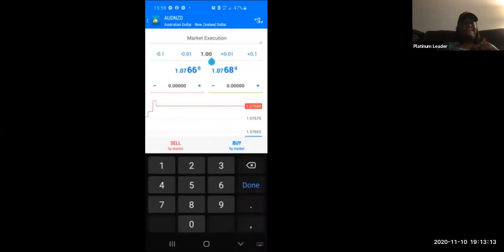You're going to click on new order. And you see here, it automatically says market execution. So you leave that alone. Next, remember we just spoke about the lot sizes. You're going to put it on whatever lot size you choose. So if you want to keep it here, you can put it there.